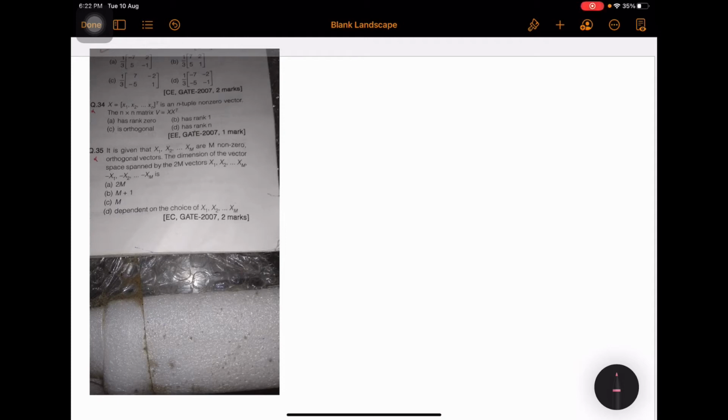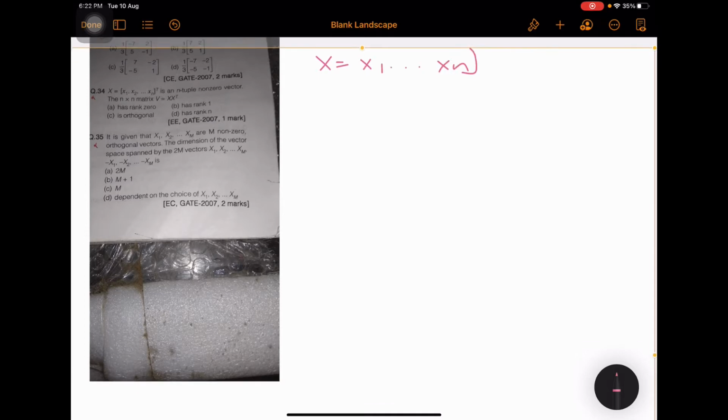So here in question number 34, we have x given to be (x1, x2, ..., xn) transpose. That means it's like a column vector like this, right? Transpose when we take, this is what will come.